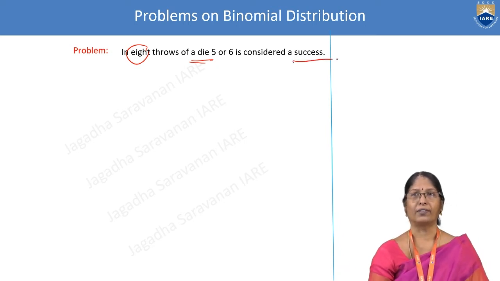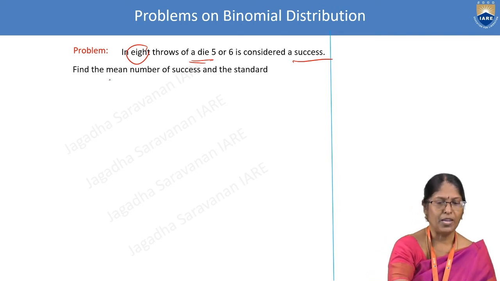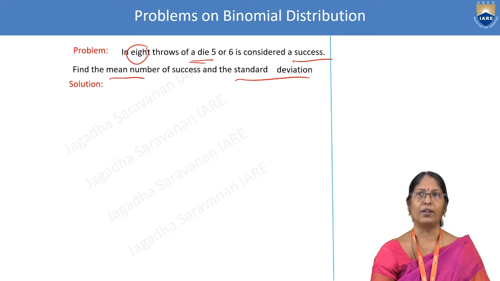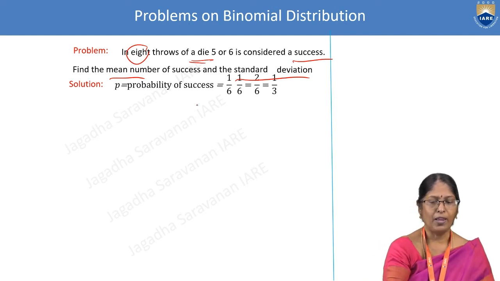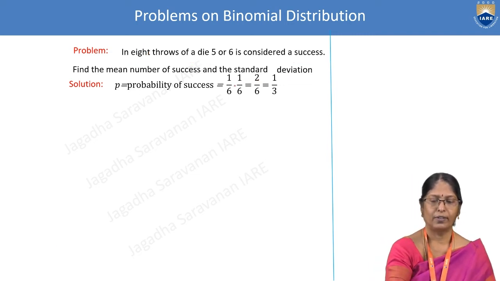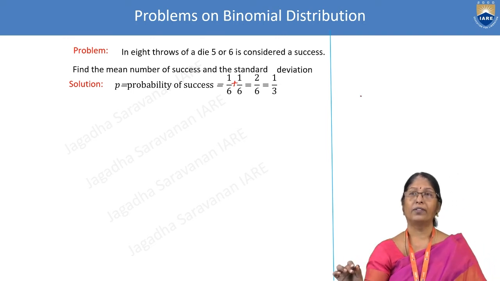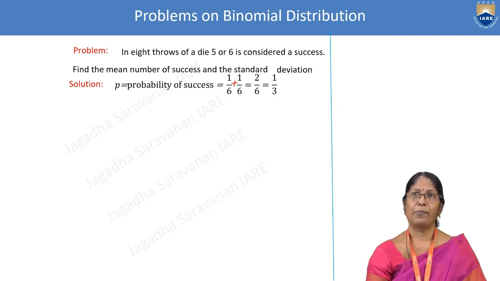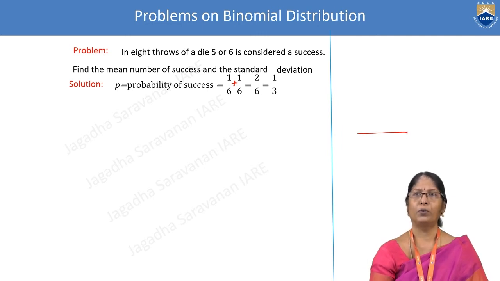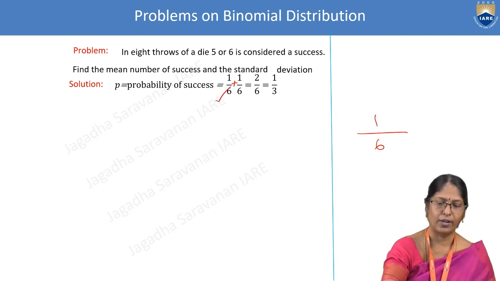That is the probability of success. Fine. Find the mean and standard deviation they are asking, the mean of the binomial distribution and standard deviation of the binomial distribution. Now, P equal to probability of success. We know if we throw a die, 6 faces are there. If you throw the die, what is the total outcomes? 1, 2, 3, 4, 5, 6. The total possibility is 6. If I get 5, how many favorable possibilities? Only 1. That's what is written, 1 by 6.